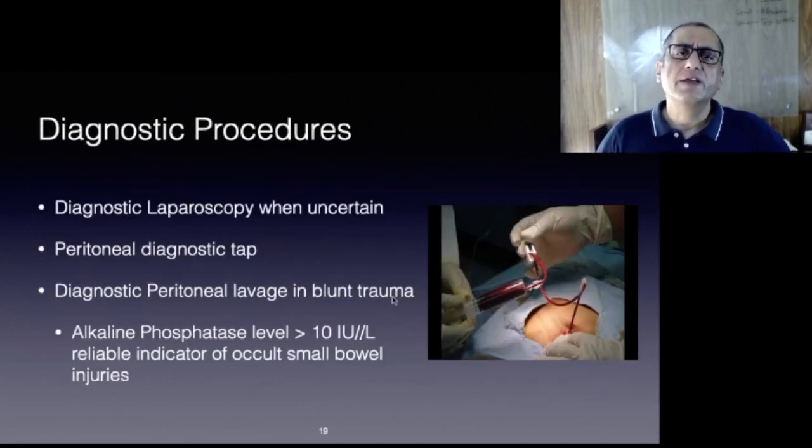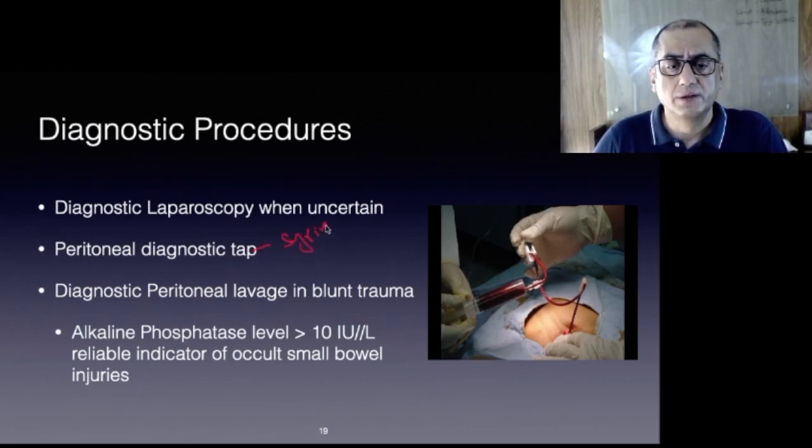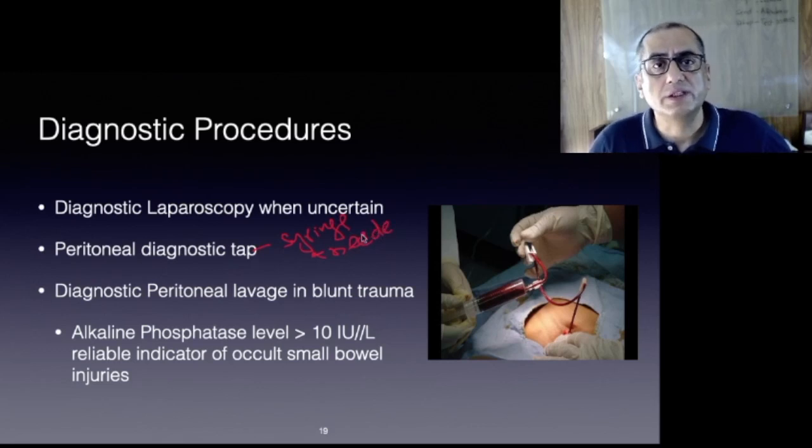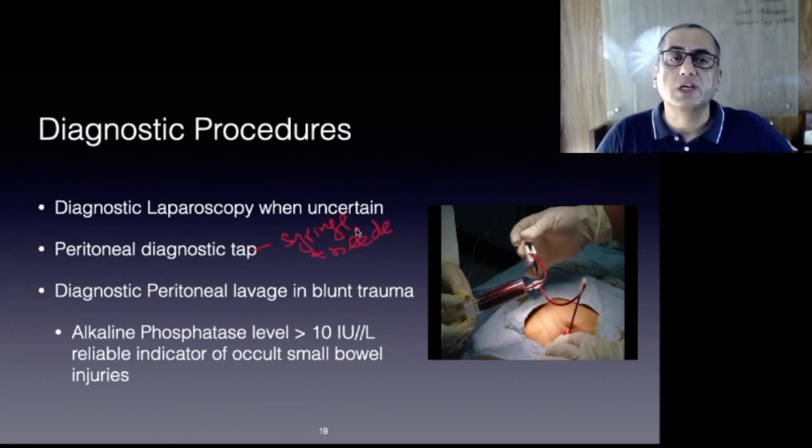Laparoscopy may significantly improve surgical decision making in patients with acute abdominal pain, particularly when the need for operation is uncertain. Peritoneal diagnostic tap with a syringe and needle may be useful in determining the presence of intra-abdominal blood, fluid, and pus.